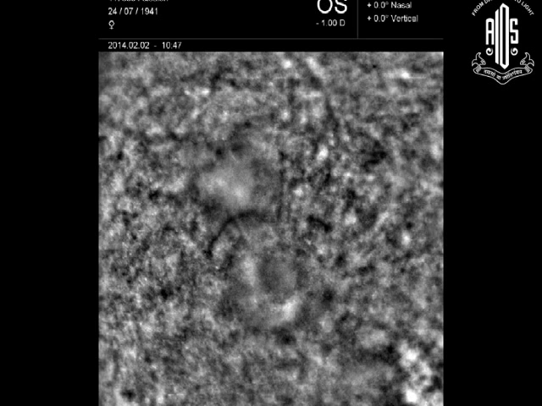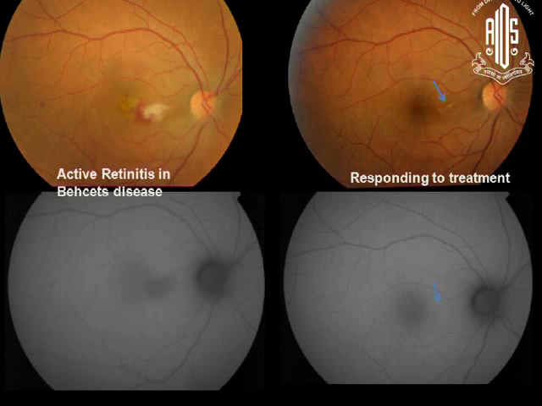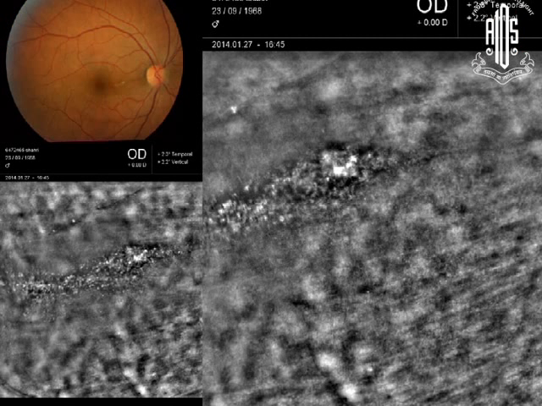So, the last patient I'm going to show is a patient who had active retinitis in Behçet's disease. This was at a time when we did not have adaptive optics. He was responding to treatment, but when he came to us, you can see here he still has very fine perivasculitis. And when you focus on the blood vessel, this here is the nerve fiber layer. Since nerve fiber and blood vessels are within 50 microns of each other, you sometimes see both of them together.